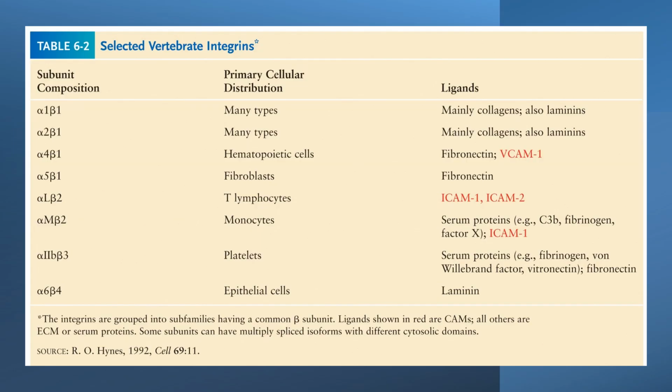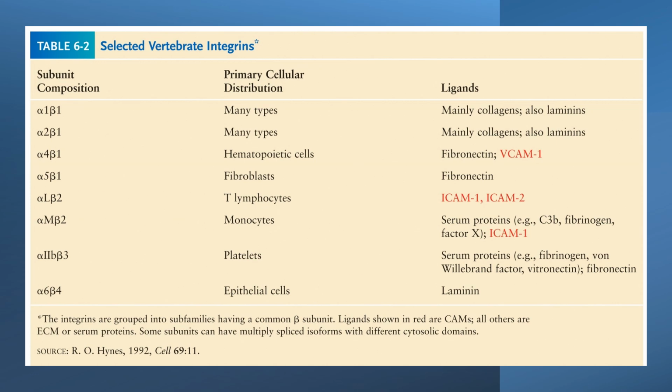This table, which is visible right now in front of you, shows selected types of vertebrate integrins. This chart shows the subunit composition and the primary cellular distribution along with their ligands. The first one is alpha 1 beta 1, found in many cell types, and the major ligands are collagens and also laminins. The second is alpha 2 beta 1, again found in many types, and the major ligands are collagens and also laminins.